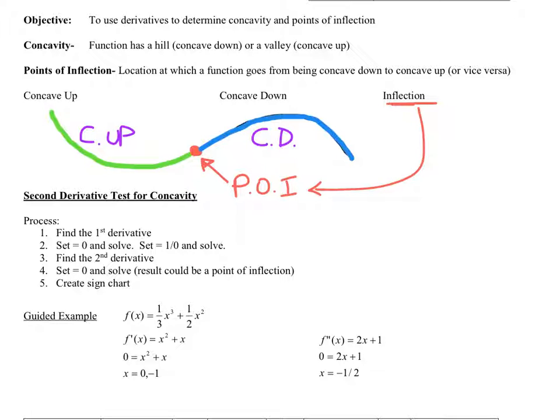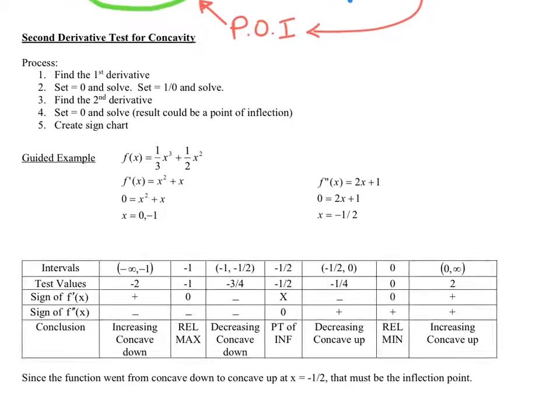So it's possible that you could have a critical value of, let's say, 2. And you also set your second derivative equal to 0 and solve that and get 2 again. It could turn out that 2 is a relative extremum or a point of inflection, or maybe it's neither. It might just be a number where the function has derivative and second derivative equal to 0, but it's neither a point of inflection nor a relative extremum. That's why we create the sign chart to flesh out all that stuff.